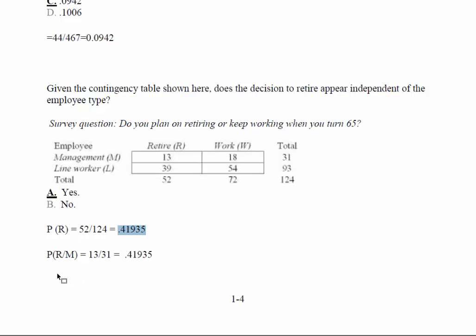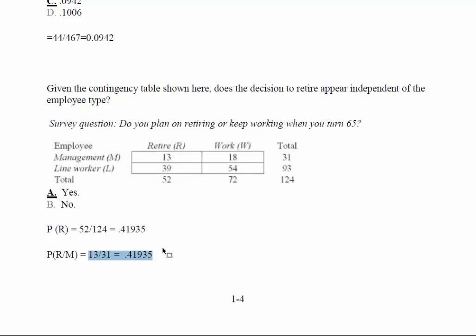Okay. Now let's see the probability that someone who is a manager also chooses to retire. That's R given M, the conditional probability of R given M. If someone is a manager, what is his or her probability of choosing to retire? We know 13 managers chose to retire out of a total of 31. So 13 over 31 is 0.41935.